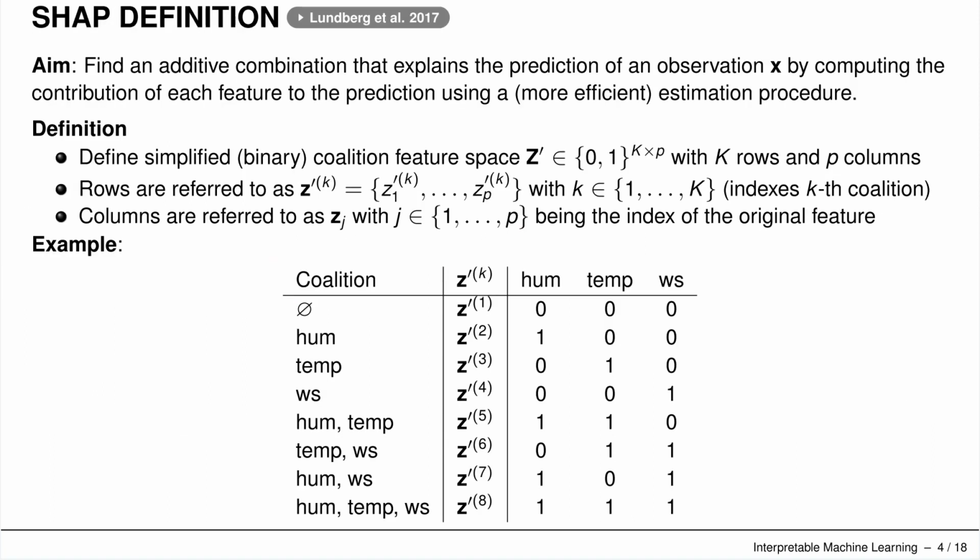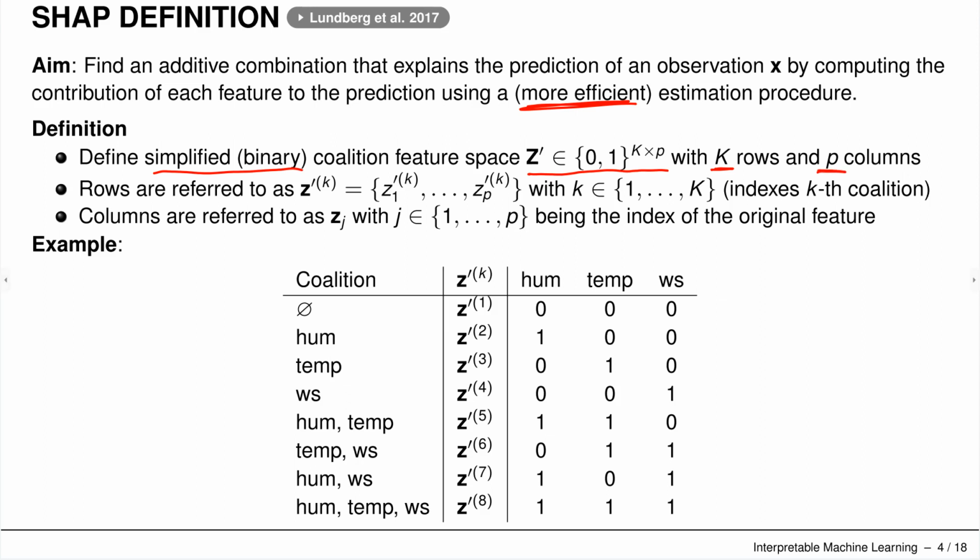Because here we want to find an additive combination that explains the prediction of an observation x by computing the contribution of each feature to the prediction using some estimation procedure, which should be more efficient than just calculating the Shapley values in the way we've just seen before. For that, we start with a simplified and binary coalition feature space, Z, which is a binary matrix, which has k rows, where k is now the number of possible coalitions, and p the number of features.